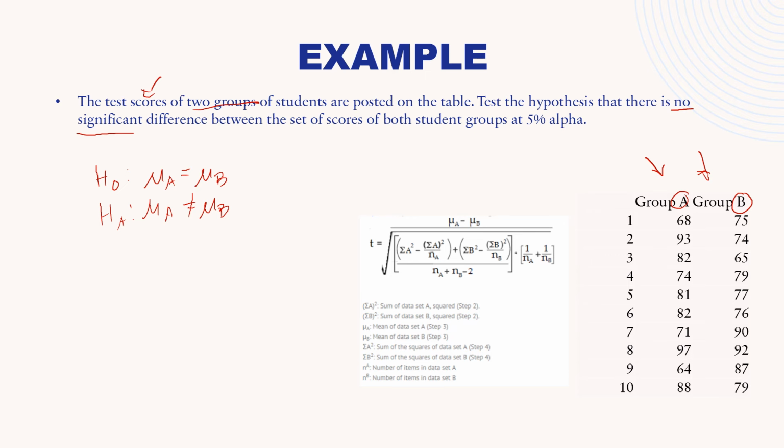Now, it's mentioned that we have 5% alpha, so our level of confidence is 95%, and our alpha is 5%, or 0.05. Next, we have to determine the tails of the test. We know that we are only looking for a significant difference. There is no direction. We're not assuming that A is better than B or B is better than A. So therefore, this would be a two-tailed test. Again, this is very important when we are trying to determine the critical value of t.